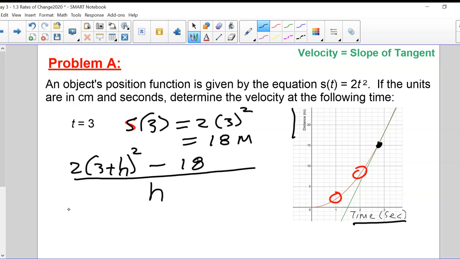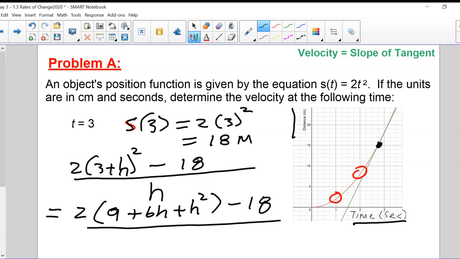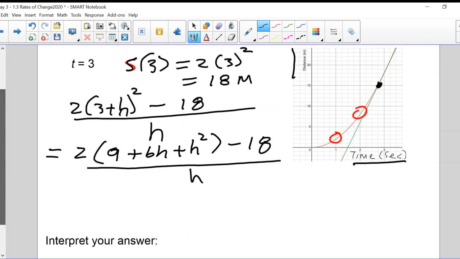So let's just continue. That is equal to 2 times... Now, at some point, you should be able to do this without going through a lot of steps. When you're squaring a binomial like 3 plus h, it's the first term squared, which is 9, the product of these two doubled, which is 3h doubled, so plus 6h, and then plus the last term squared, so that's plus h squared. And all of that minus 18 divided by h. Again, nothing new here. We did this on Friday.